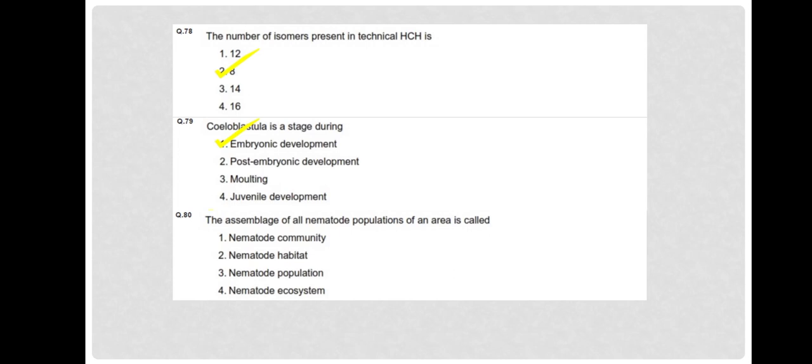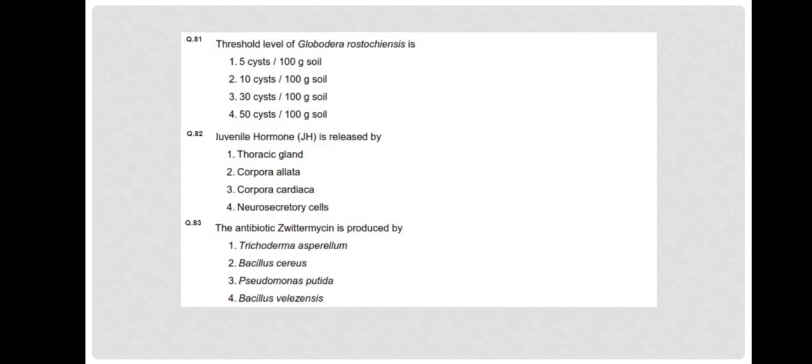Okay. Next question number 80. The assemblies of all nematode population of an area is called, so the answer is nematode ecosystem. Next, question number 81. Threshold level of Globodera rostochiensis is, answer is 10 cysts per 100 gram of soil. This is the threshold level.